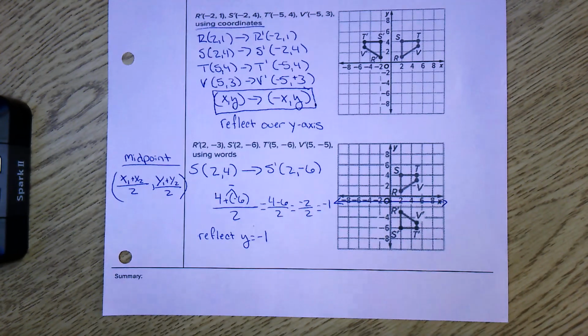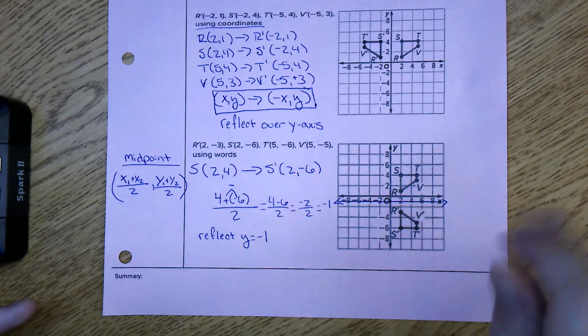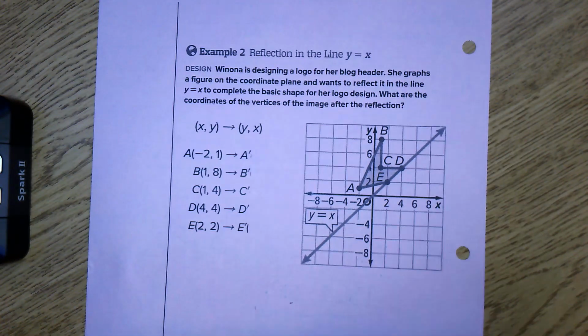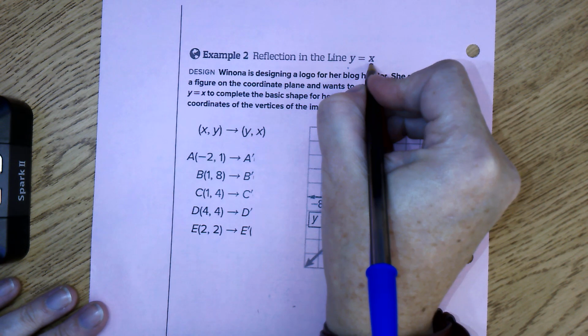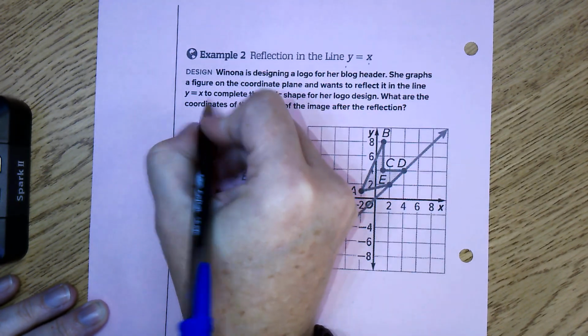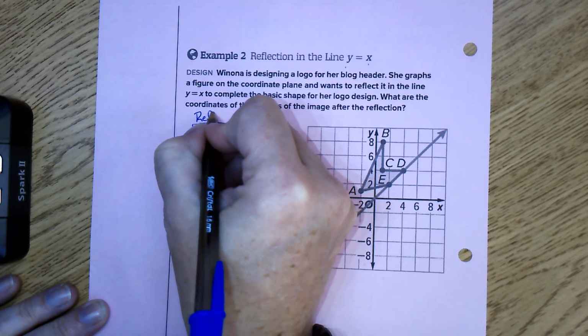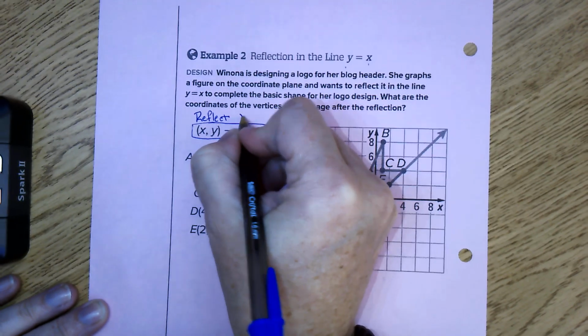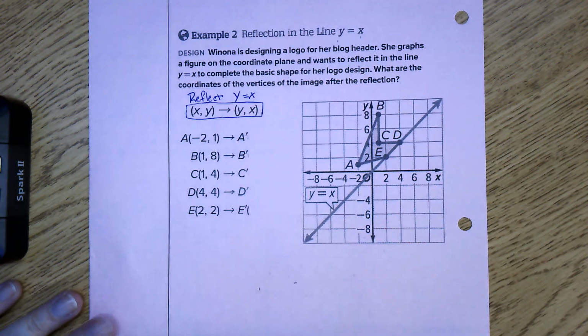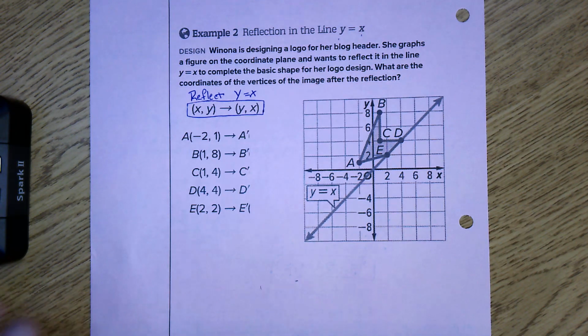Now, one more thing we add to this. Not only do we sometimes reflect over different horizontal or vertical lines, sometimes we are reflecting where y equals x, and we have a rule for that. Here is our rule for when you reflect over y equals x. It's rules based. We will reference this particularly on Thursday.